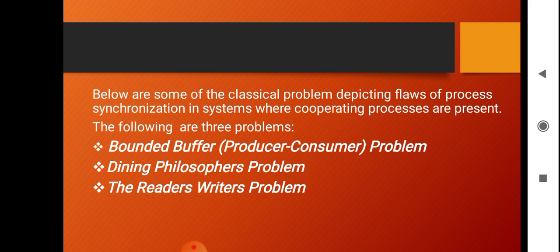three classical problems. As you can see on the screen, there are three problems: the bounded buffer or producer consumer problem, the dining philosophers problem, and the readers writers problem. All three problems are very important for your exam. So first we will see the bounded buffer problem.